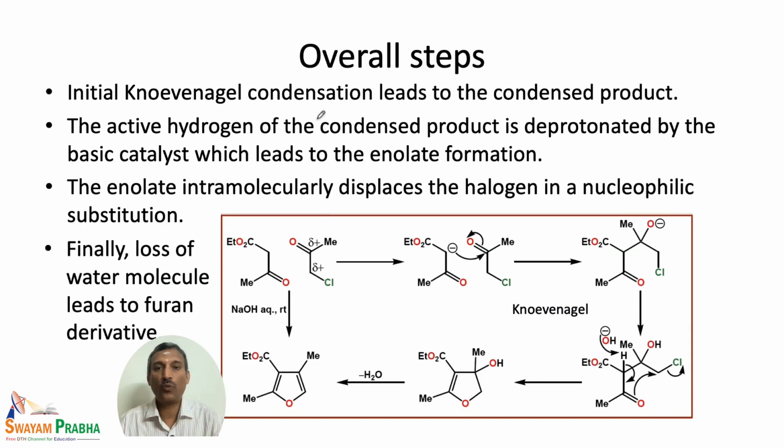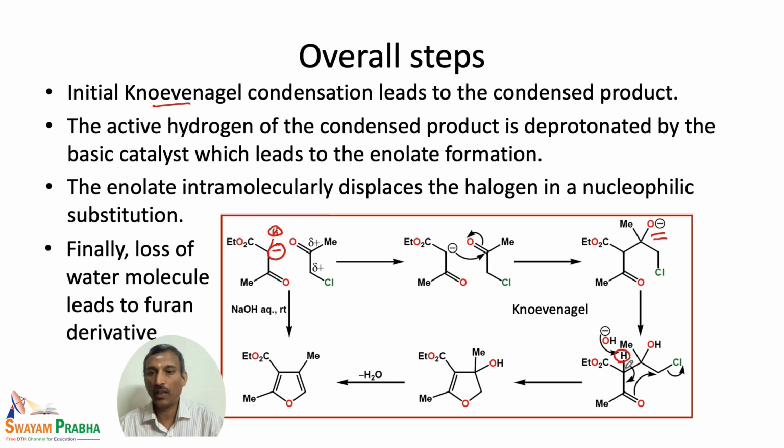Let us look at the overall steps that are involved in this particular reaction. So the initial reaction is basically the condensation we talked about. It is the Knoevenagel condensation reaction. So that leads to the condensed product. So as we have mentioned, a base abstracts a proton from this particular carbon. So that leads to the formation of an anion, and this anion attacks the electrophilic carbonyl carbon. So as mentioned here, that leads to the intermediate as shown here. This is the Knoevenagel condensed product, and in the further reaction, the base abstracts one of the hydrogens from this particular carbon.